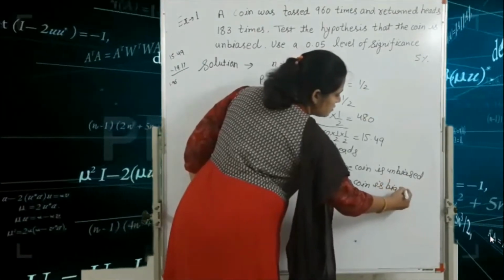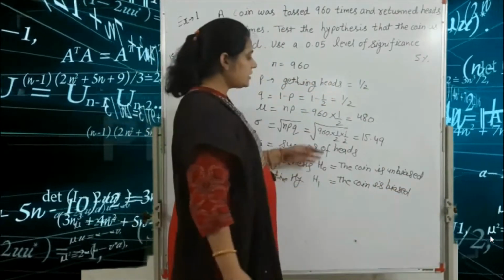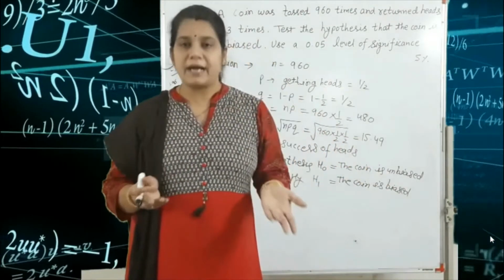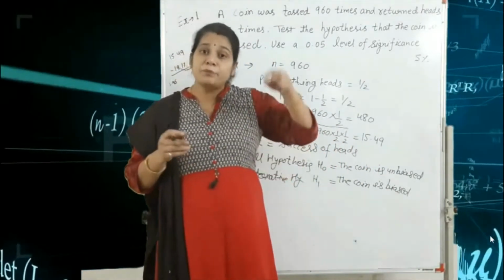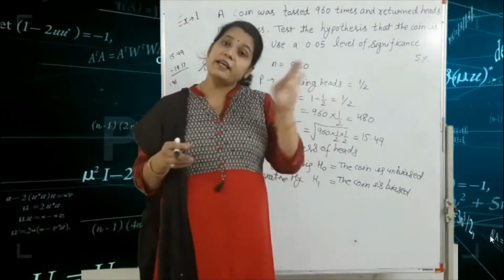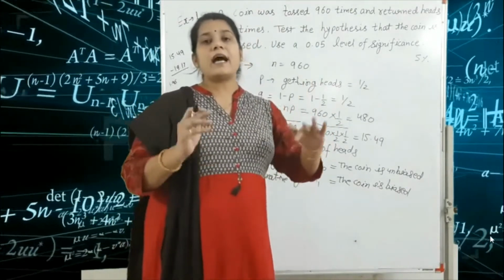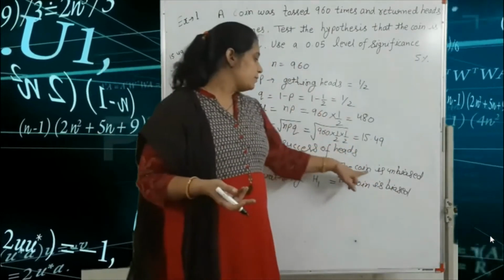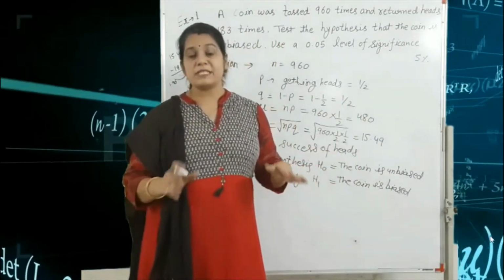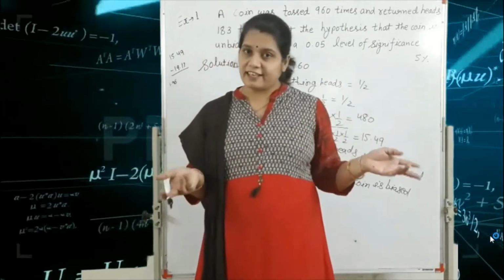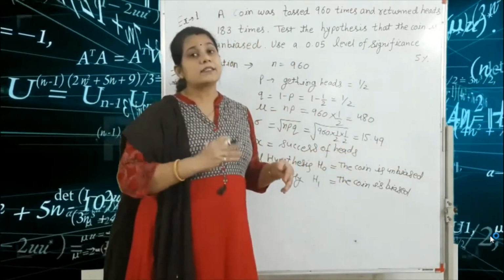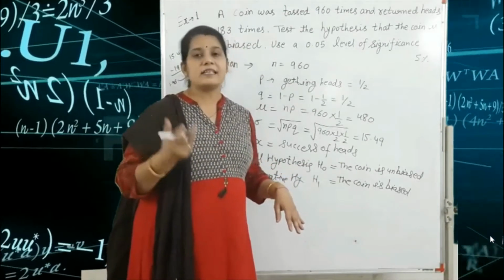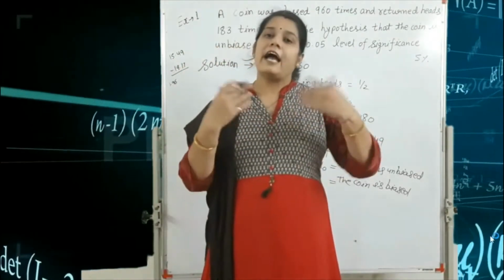Okay. So after that, first we assume that our coin is unbiased. And if we prove the coin is unbiased, then our null hypothesis is accepted. But in case this assumption is wrong, that means this hypothesis is incorrect, then our alternative hypothesis, that means coin is biased, is automatically accepted.